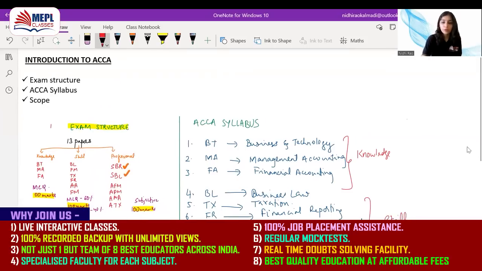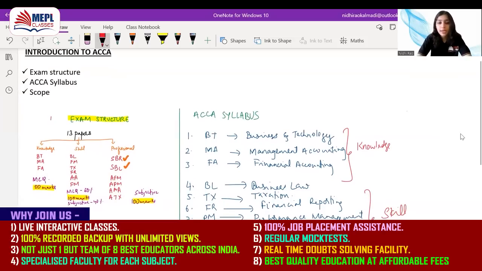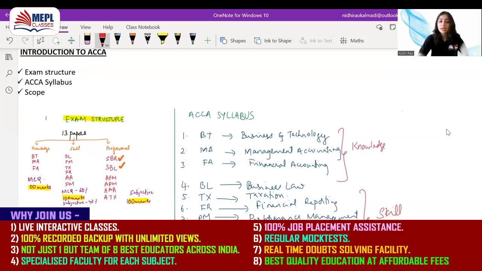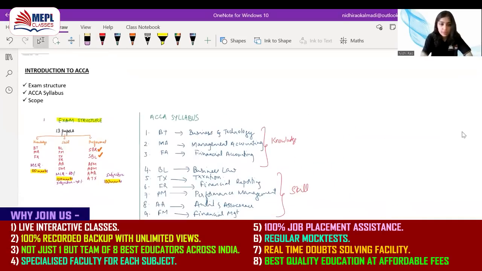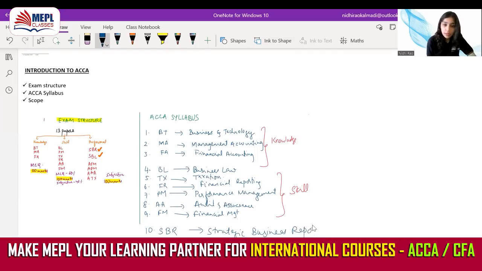Then up we have the professional level, which is the last level. And here you will have to take up 4 papers. That is SBR and SBL being compulsory. And the other 4 you have, it's optional. You can do it based on your preference. So talking about those papers, SBR is strategic business reporting, which is the highest level, like in depth of IFRS.